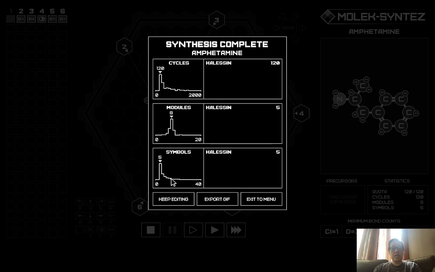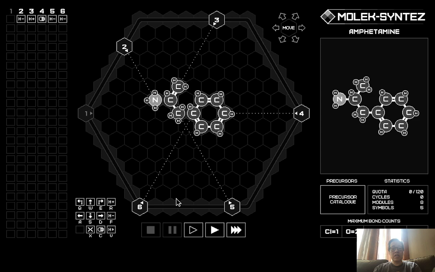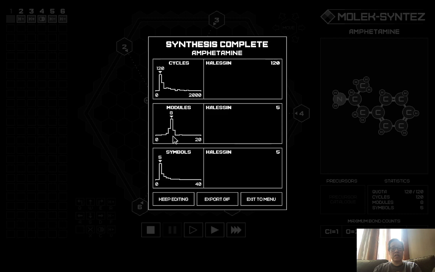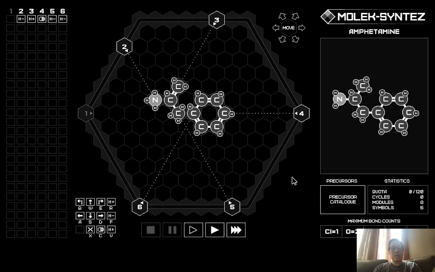5 symbols. All right, so the modules, I believe, are a combination of the symbols and the precursors. And then the symbols are, again, there's 5 here, and if we keep editing, 5, and then three precursors, right, is 8. So if I run this again, you can see 8 modules, 5 symbols, 120 cycles. All right. And it's 120 cycles because the quota is 120 deliverables.